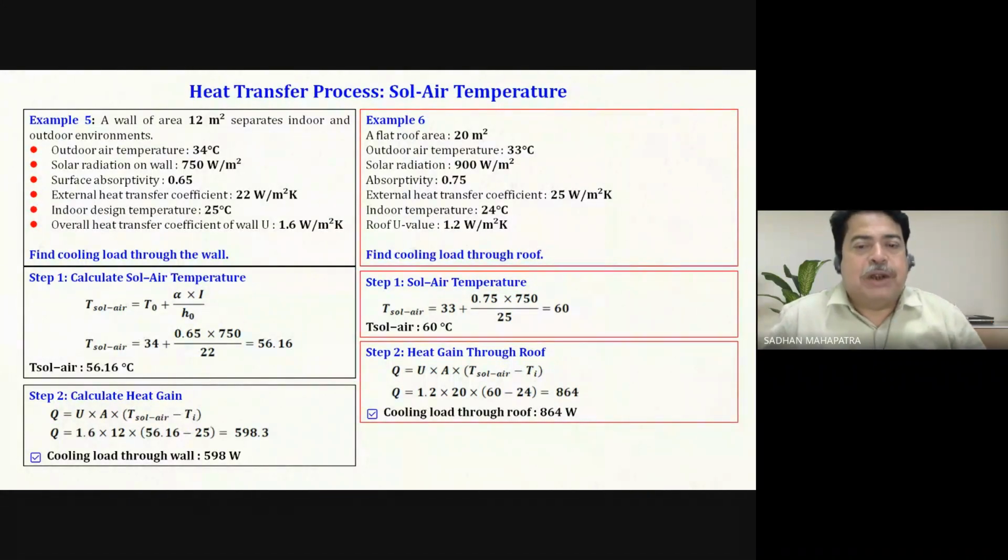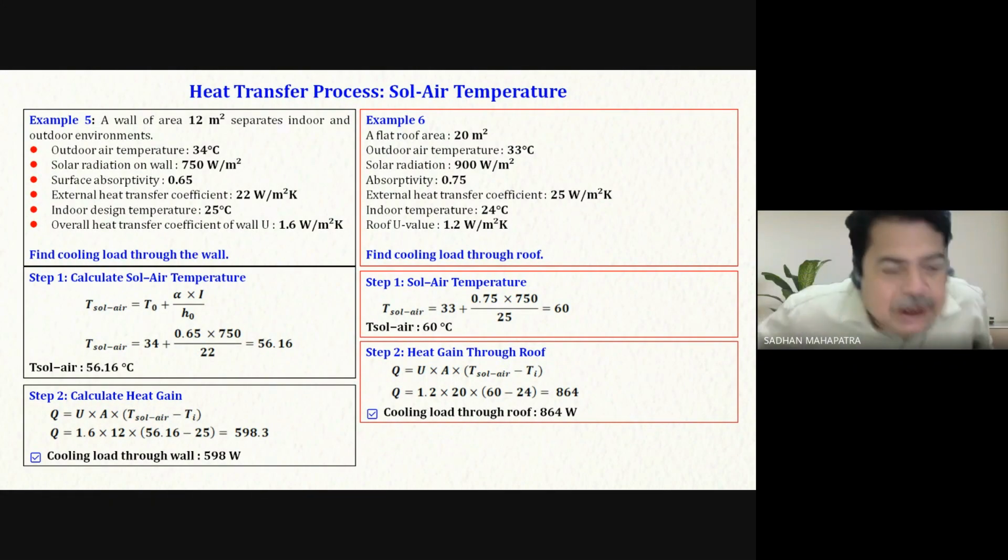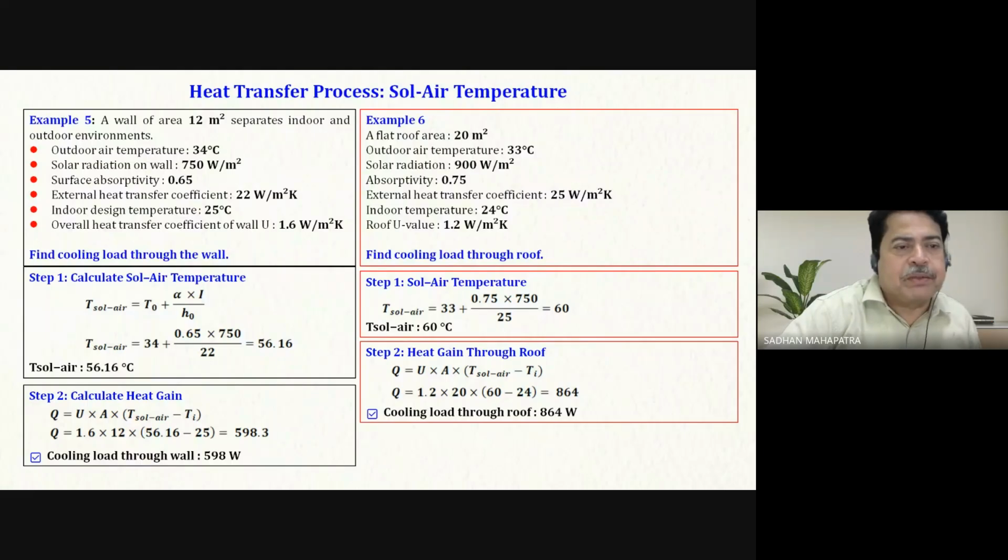Now, let's make this understanding clear with an example. Say we look at a wall of area 12 square meters that separates the indoor and outdoor environments. Outdoor air temperature is 34 degrees centigrade. Radiation falling on the wall is 750 watt per meter square. Surface absorbability is 0.65. The external heat transfer coefficient, due to the wind speed, is 22 watt per meter square Kelvin.